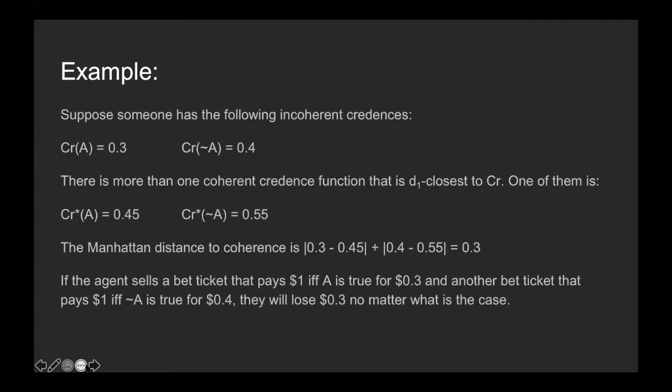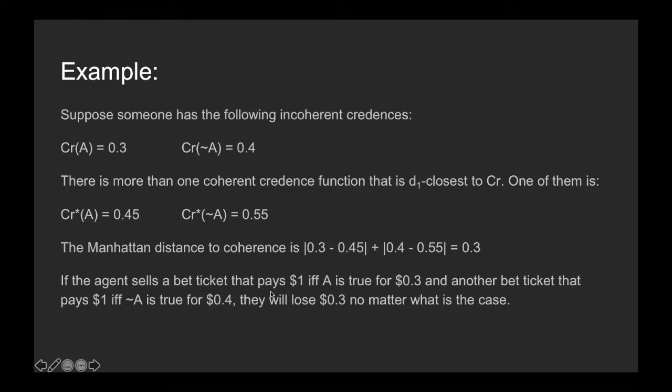Cool. Now, here's an example. Suppose you have somebody whose credences are incoherent because they don't sum to 1. There's more than one coherent credence function that is absolute distance closest to this, but one of them is, for example, this one. And so when you measure the distance, you just measure the difference between the A credences and the difference between the not-A credences, and you sum that together, and you get 0.3 for your distance. Same answer if we use the betting strategy.